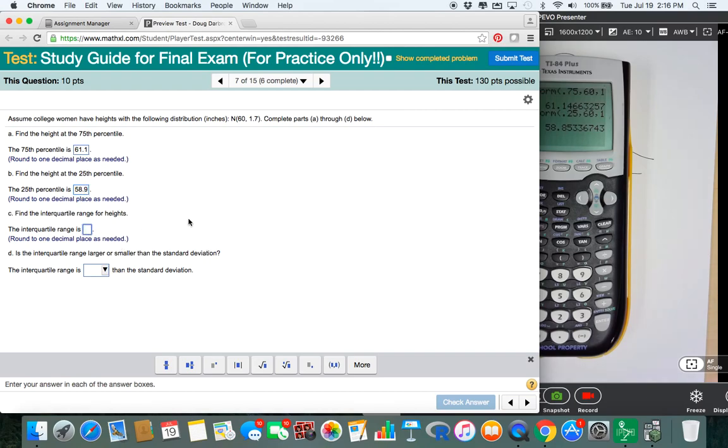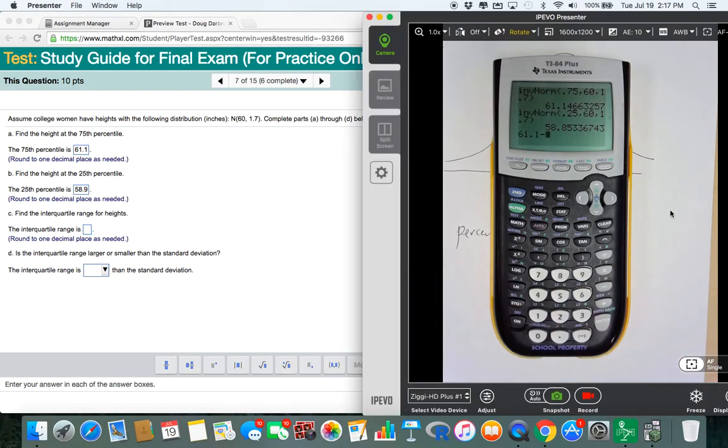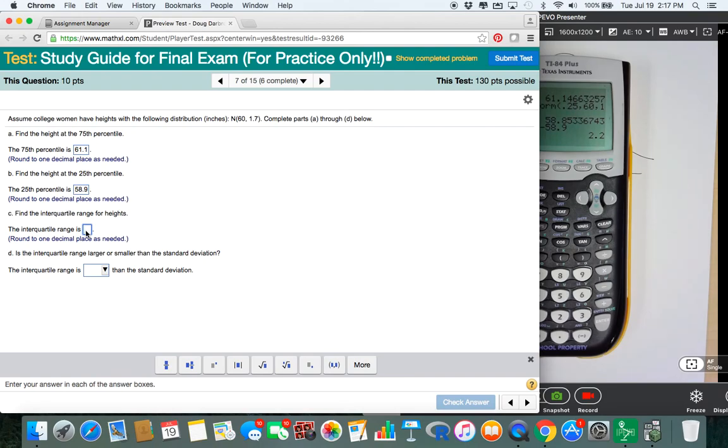Find the IQR. Well, guys, the IQR is just Q3 minus Q1. So Q3 minus Q1 is going to be 61.1 minus 58.9. So 2.2 would be the IQR. Now, is the IQR larger or smaller? Well, guys, your IQR in this case is going to be larger than the standard deviation.